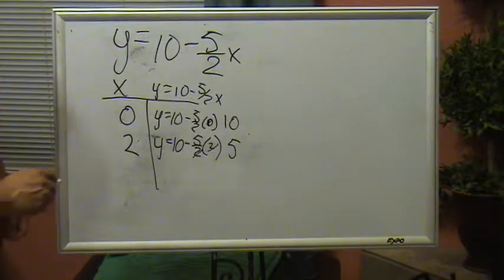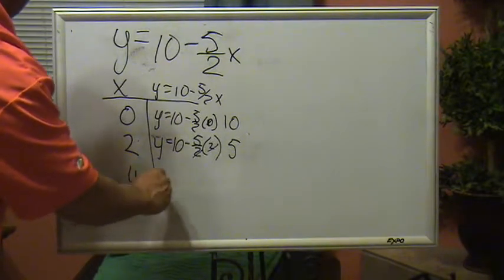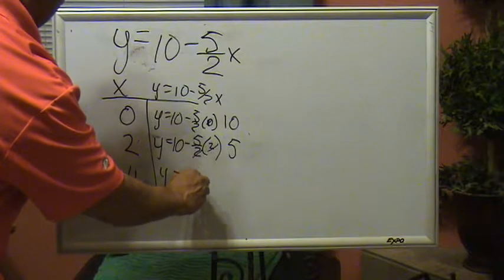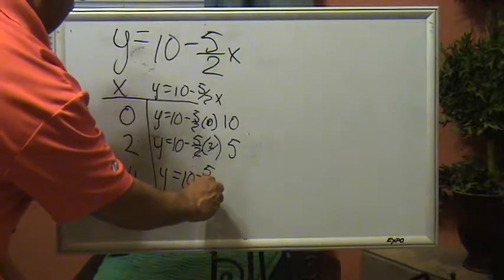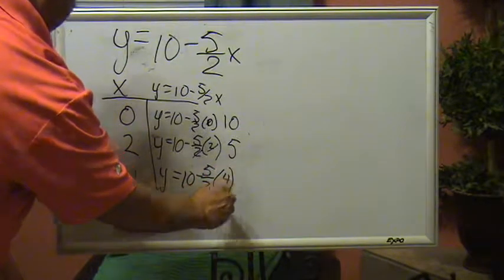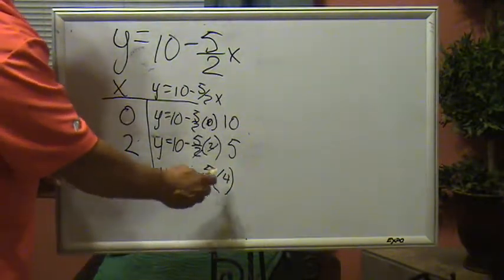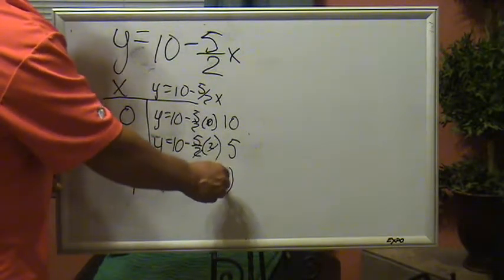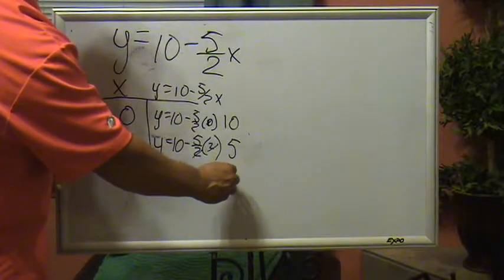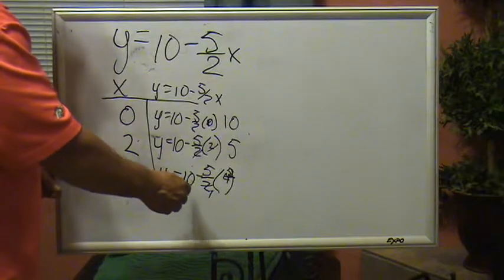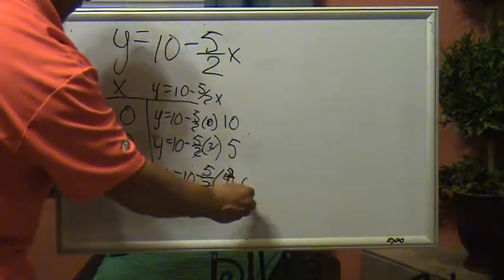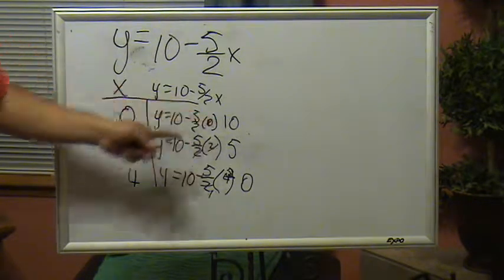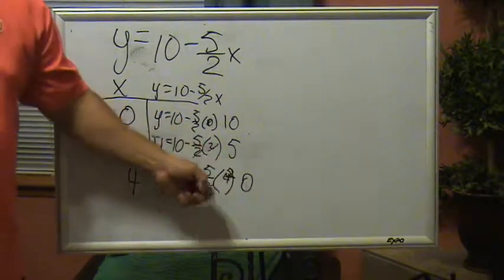And the last value that we'll choose for x is 4. Then if we solve, y is equal to 10 minus 5 halves times 4. So here in the denominator, 2 goes into 2 one time, and in the numerator, 2 goes into 4 two times. So 2 times 5 is 10, and 10 minus 10 is 0. So the value here is 0. So here we have the coordinates for x and y: 0 and 10, 2 and 5, and 4 and 0.